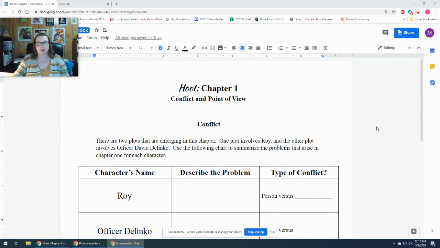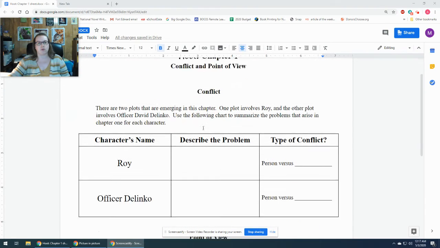We are working on the chapter sheet for chapter 1, so you should have read chapter 1 before working on this assignment. You may find it helpful to grab your copy of the book and also your packet if you're working by hand, or go to Google Classroom and pull up this assignment, and it will look just like this, a copy in Google Docs that you can fill out.